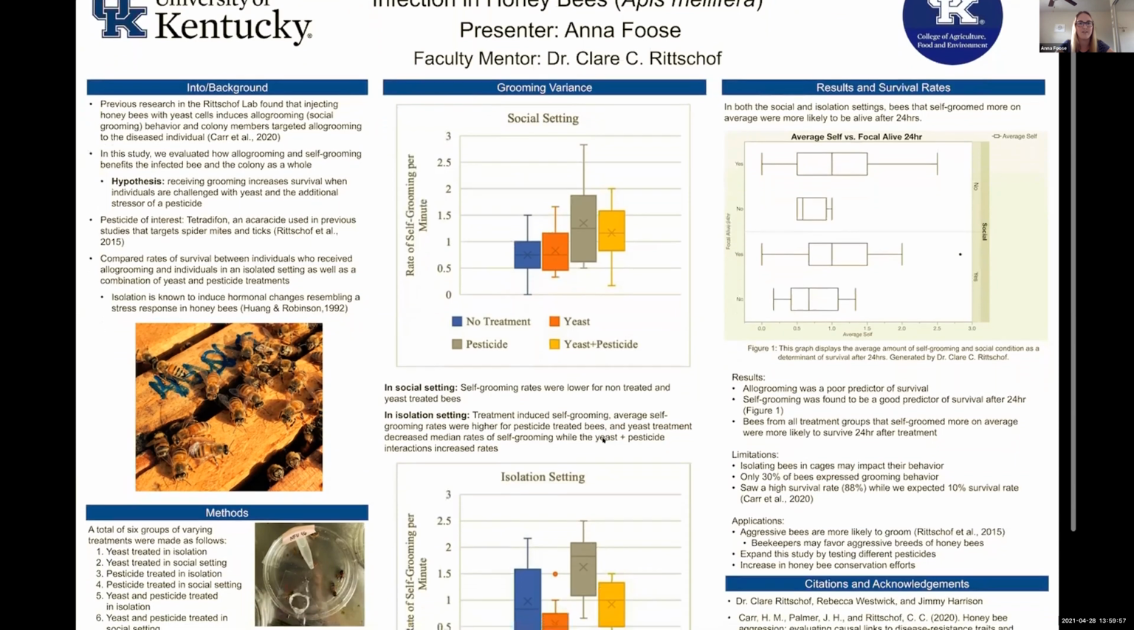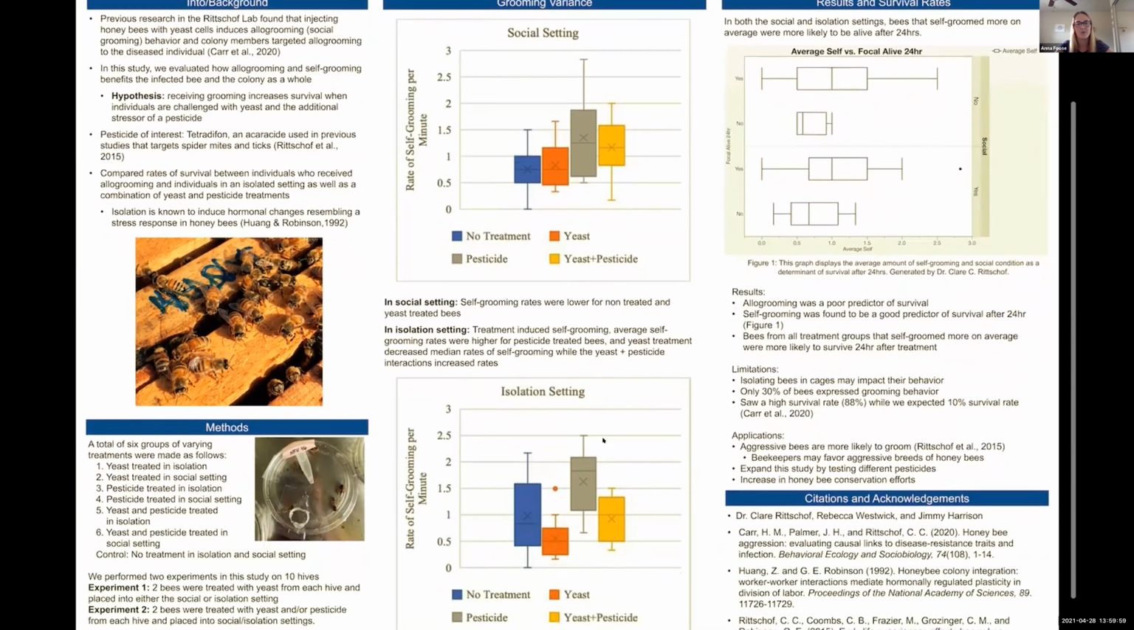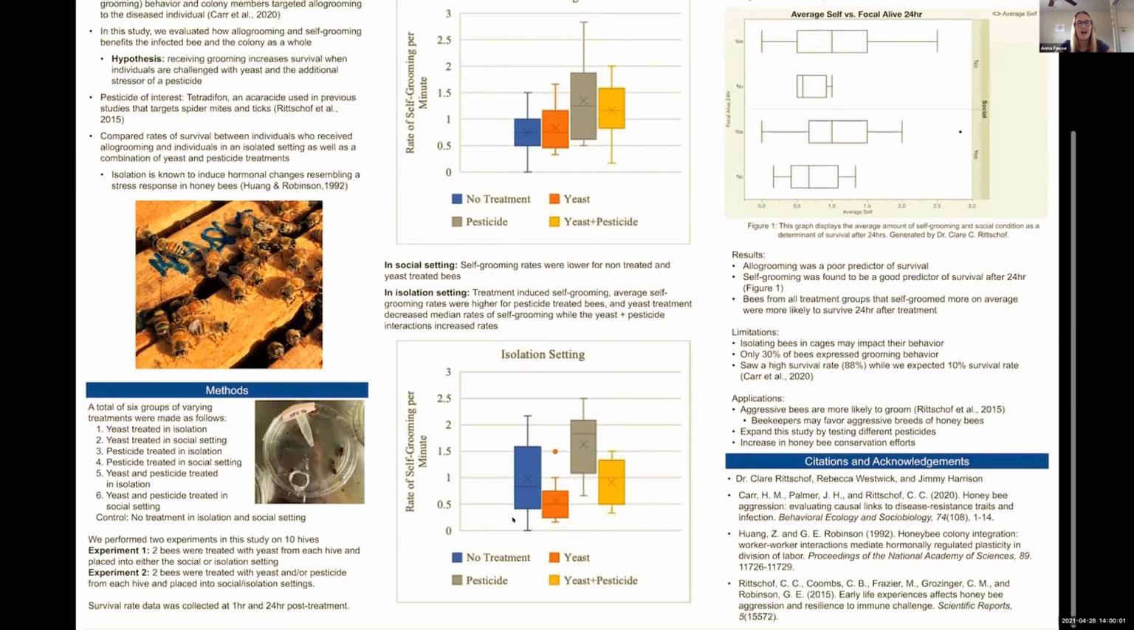And in this bottom graph, we have the isolation setting, where the bee was on its own. The yeast treated bees actually self-groomed less than the untreated bees, which was a very surprising result, and we weren't expecting that at all. And the pesticide treated bees, on the other hand, had the highest average self-grooming rate per minute, and the combination of yeast and pesticide treatments lowered that average rate of grooming to about 1 time per minute.